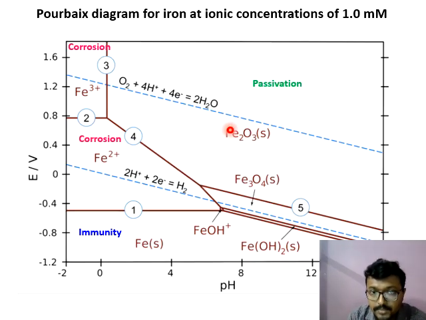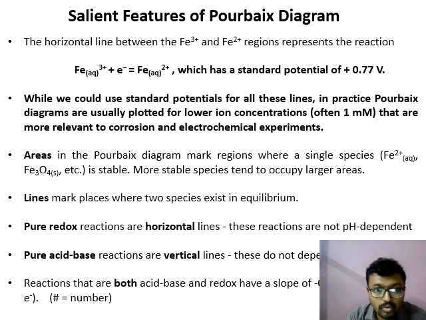In electrochemical corrosion, we have seen that there is a cathode reaction. In the cathode reaction, there is oxygen absorption and hydrogen evolution. So this is the oxygen absorption reaction, this is the hydrogen evolution reaction. So these two lines represent these two reactions. Whatever I have discussed is written here, that is the salient features of the Pourbaix diagram. So everything is written here.